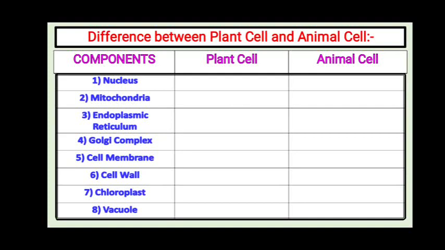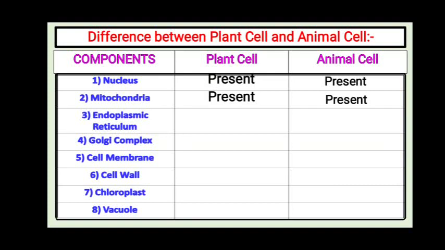So let's look at the first one, nucleus. What do you think? Is nucleus present or absent in plant and animal cell? Yes, nucleus is the most important part of the cell. It is present in plant cell as well as present in animal cell. Next one, mitochondria. It is also called the powerhouse of the cell. It is present in plant cell as well as in animal cell.